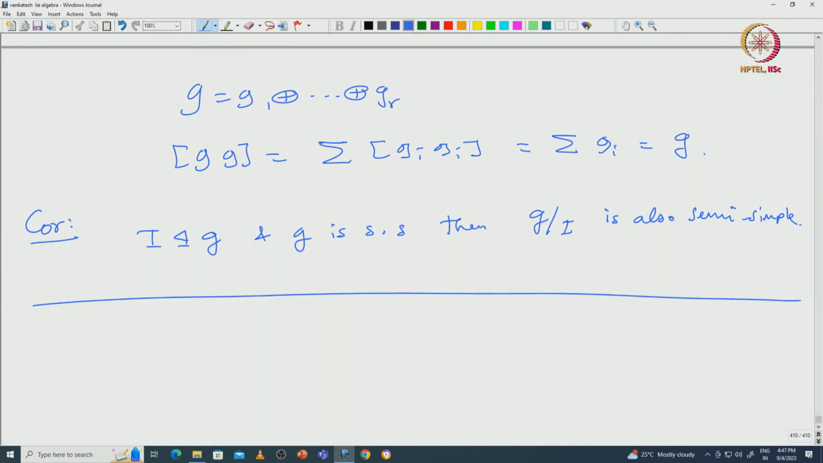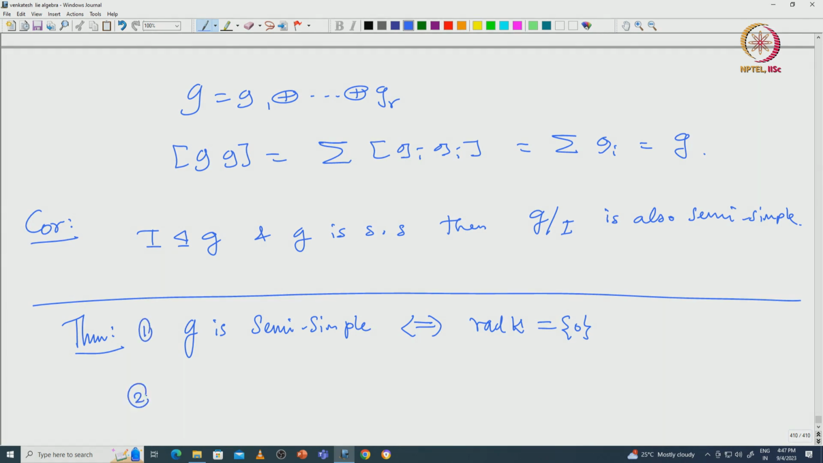Let me just recall Cartan's second criterion and its consequences. After that, I will stop. So, this is Cartan's second criterion. You take G being a finite dimensional complex Lie algebra, then G is semi-simple if and only if the radical of the Killing form is 0. So, it is a very, very important criterion for semi-simplicity.